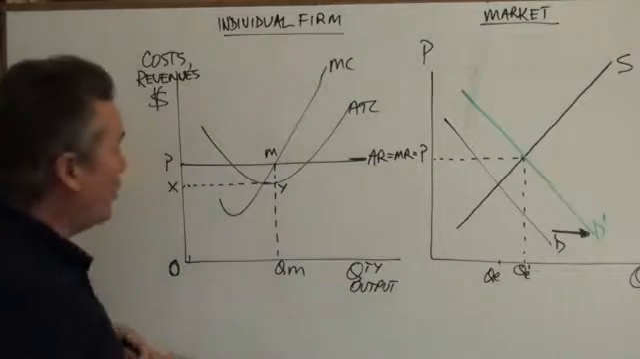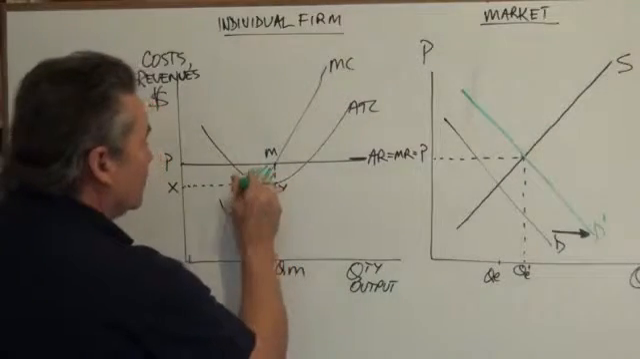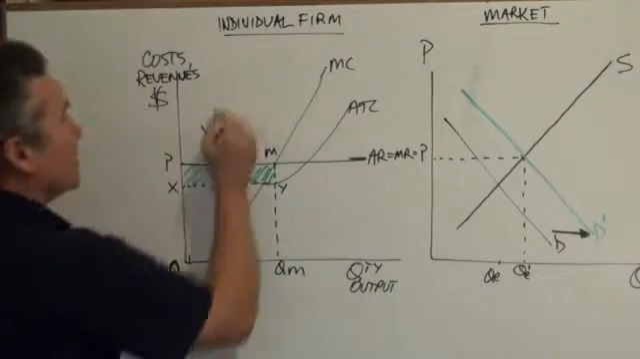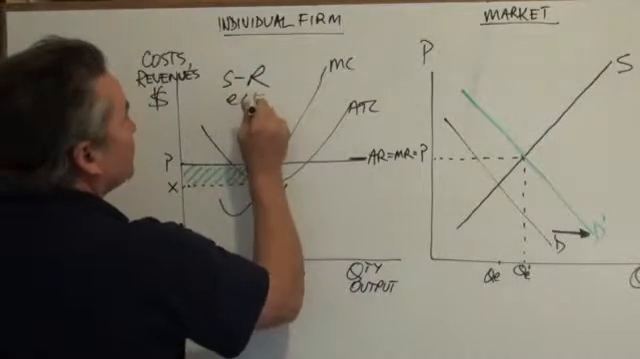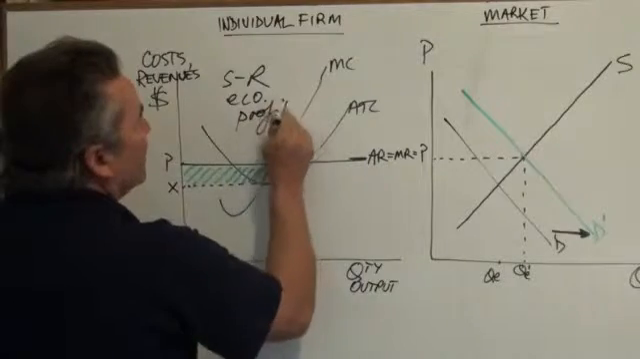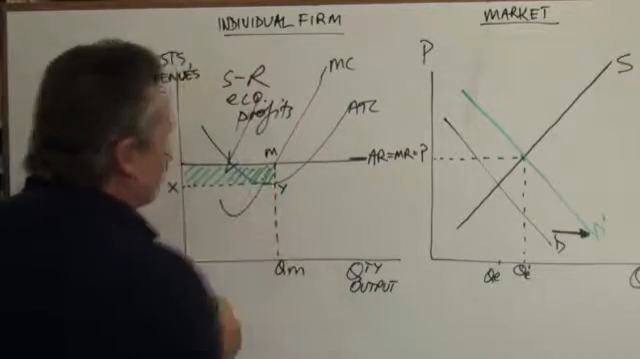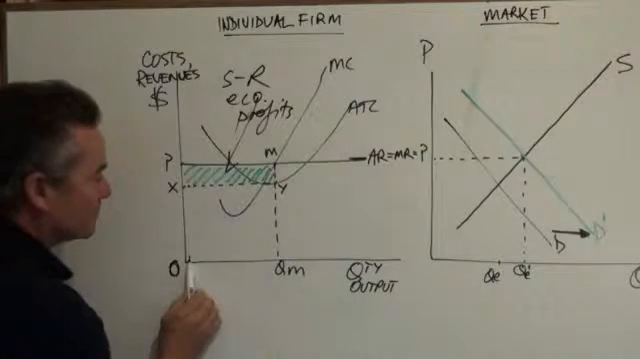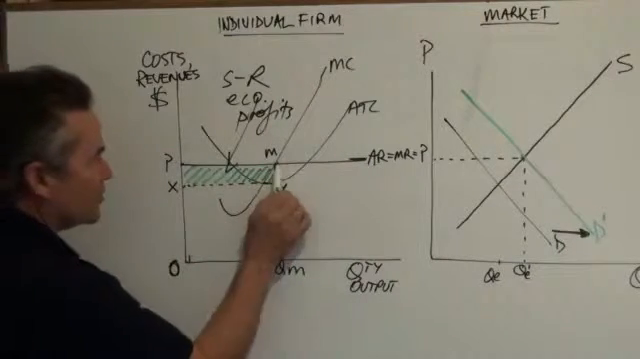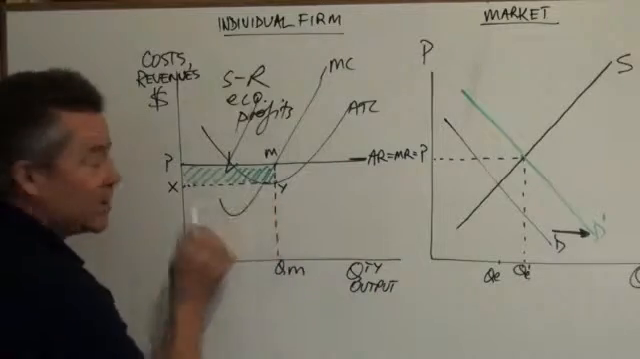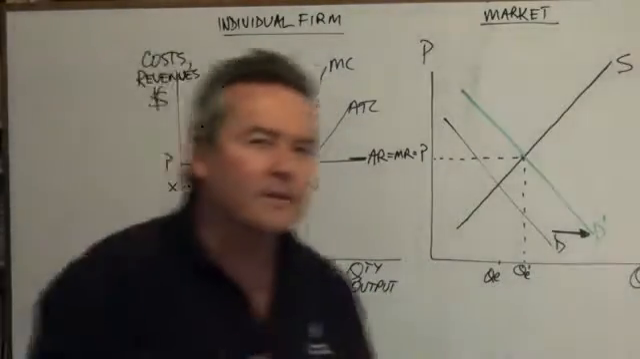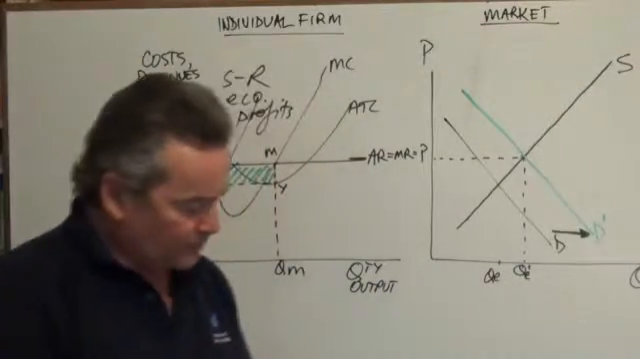the emergence of what we call short-run economic profits. Okay? So in the short run, it is possible for our firm to be enjoying short-run economic profits. So remember, costs, revenues, and our little green rectangle represents short-run economic profits. Okay, what's going to happen?